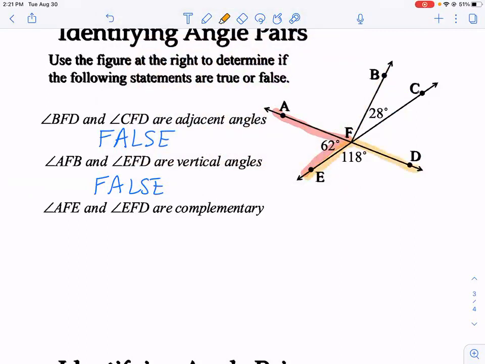AFE and EFD are complementary. Who says true? Who says false? The last one? Okay, instead of complementary, Tyler, what should it be? Evan, they're supplementary, but what's also special about those two angles? How else can we describe them? Starts with an L. Linear pair.